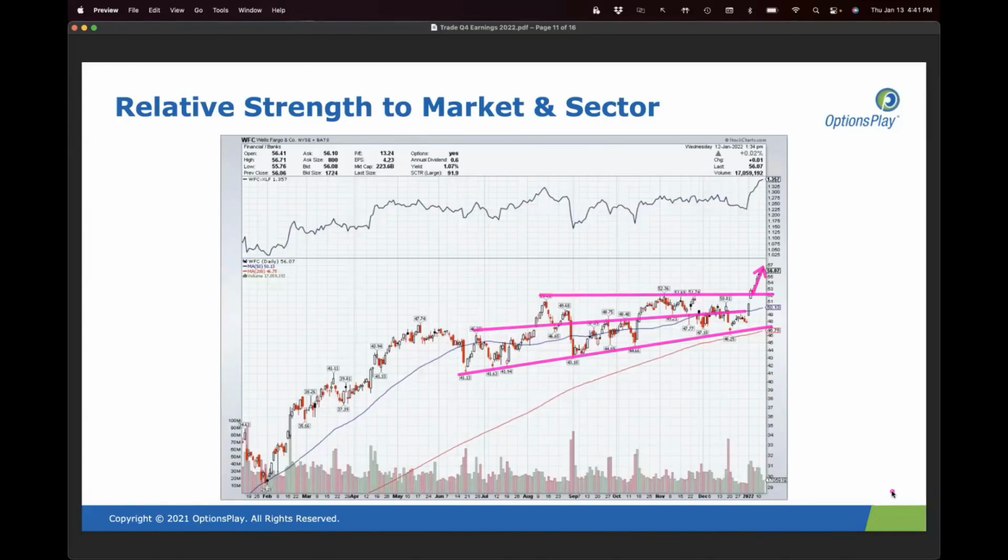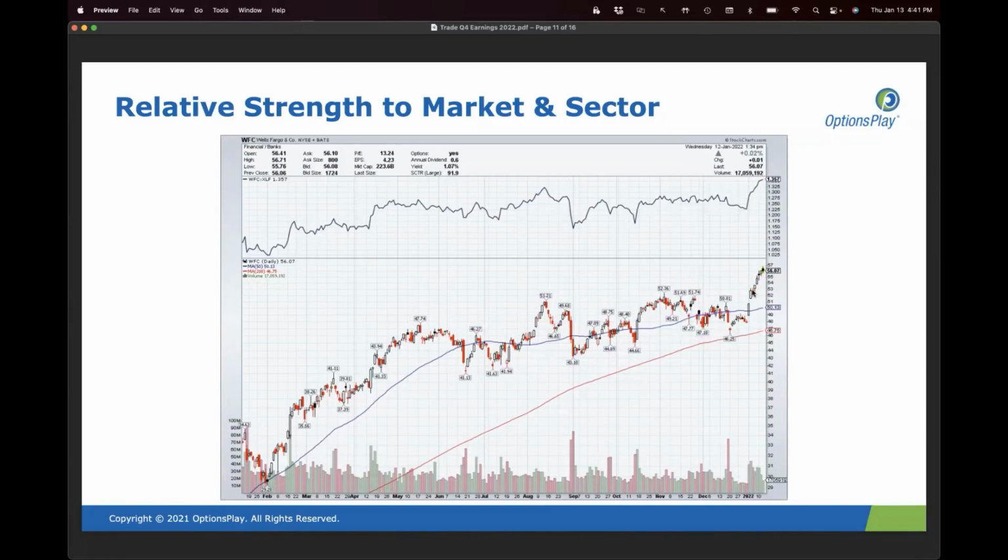Now, a breakout, in my opinion, by itself is not quite enough information. A breakout on high volume is good to know, but more importantly, breakouts that are relative to its market, also outperforming its market or sector, is really what I'm looking for going into an earnings announcement.